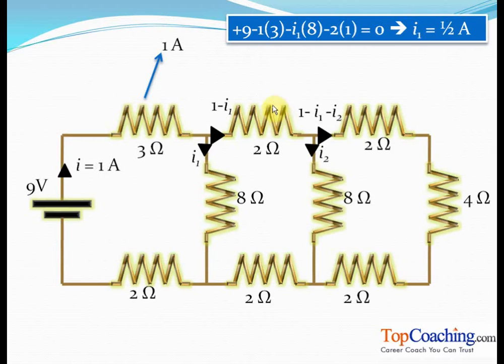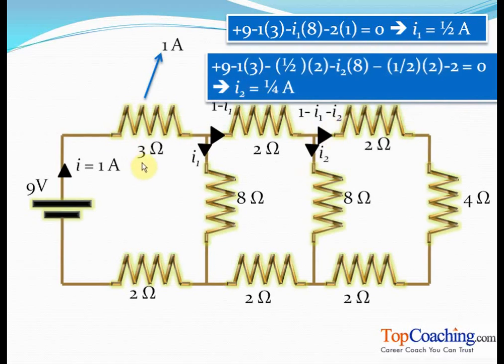Isn't it? We can similarly apply Kirchhoff's law in the second loop consisting of the battery, this 3 ohm resistance, this 2 ohm resistance, 8 ohm resistance and these two 2 ohm resistances. When we do that, we get this expression. As you can see, plus 9 minus 1 into 3 minus (1 minus I1) into 2 minus I2 into 8 minus (1 minus I1) into 2 minus 2 into 1 is 0, isn't it? Now this might seem a bit complicated, but basically I have simply applied Kirchhoff's voltage law in this loop here.